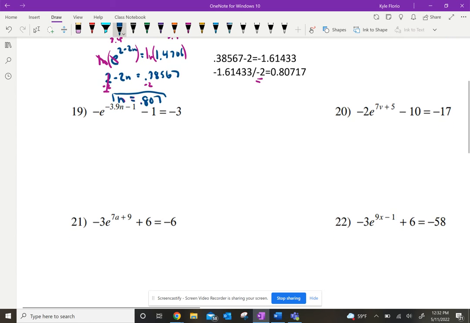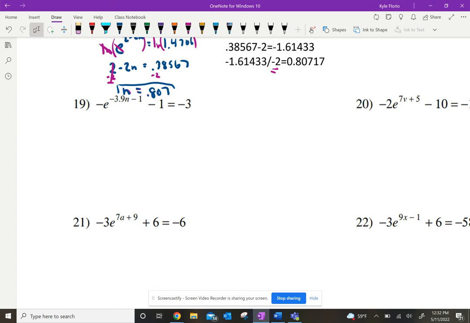So another example right here, copy it down: negative e to the negative 3.9n minus 1 equals negative 3. Let's get e by itself. I'm going to start off by adding 1 to both sides. So plus 1, plus 1. So I'm left with negative e to the negative 3.9n minus 1 equals negative 2. Multiply both sides by negative 1.